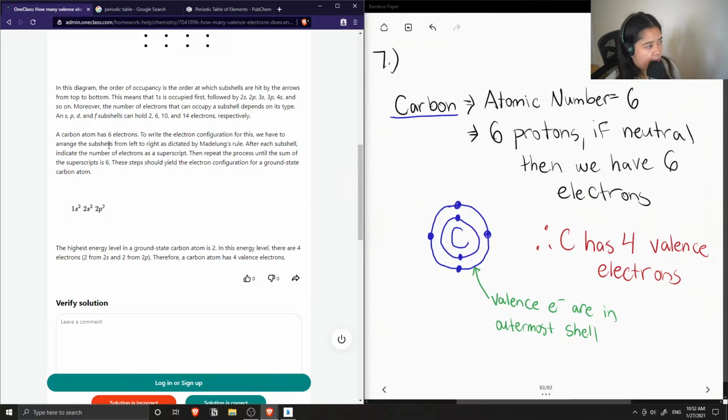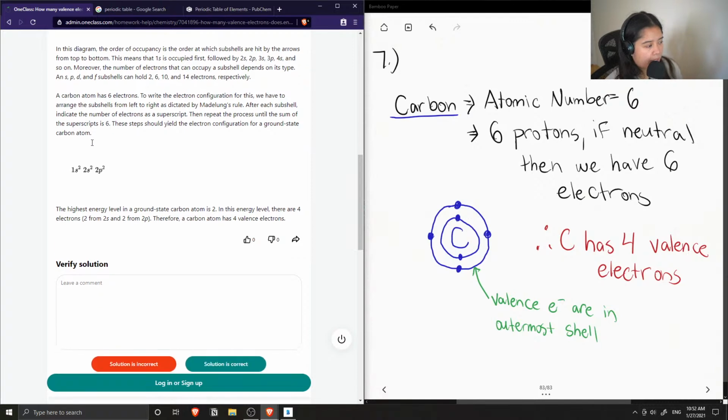Okay, so they found out that carbon has 6 electrons. And then they also showed that the electron configuration of a ground state carbon atom is 1s2, 2s2, 2p2. The highest energy level in a ground state carbon atom is 2. So in this energy level, there are 4 electrons, 2 from the 2s and 2 from 2p. Therefore, a carbon atom has 4 valence electrons. Yep. So this solution is correct.